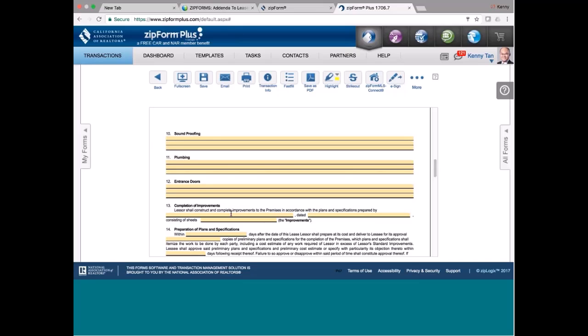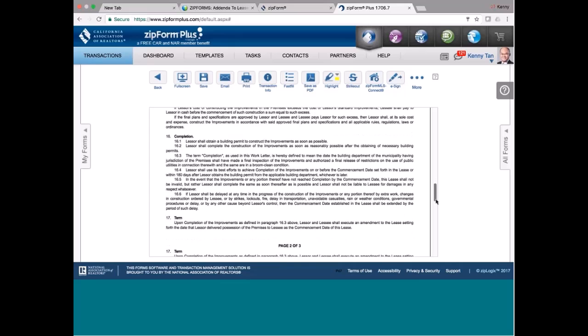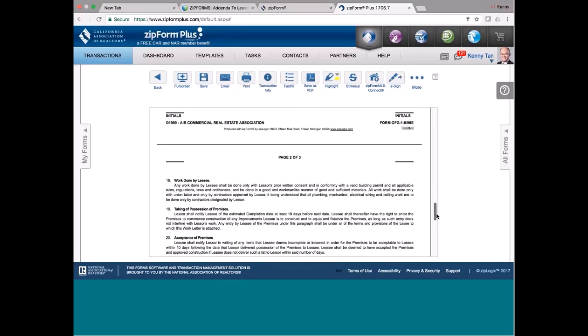it says here, lessor shall construct and complete the improvements to the premises in accordance with the plans and specifications prepared by who? Here you put the name of the architect. And then it says consisting of how many sheets. So this is actually very, very professional. So if you represent the landlord and you have to do tenant improvement, you have to help the landlord prepare the work letter. And then it will say who's going to prepare the plans and specifications, construction. And then usually, I believe somewhere in the standard lease, it will indicate the date of completion.